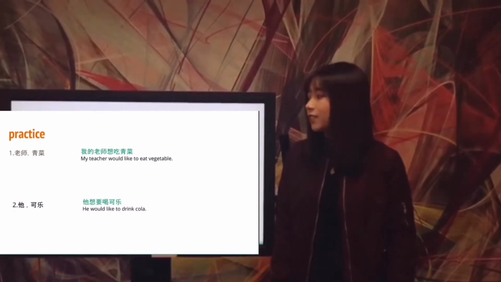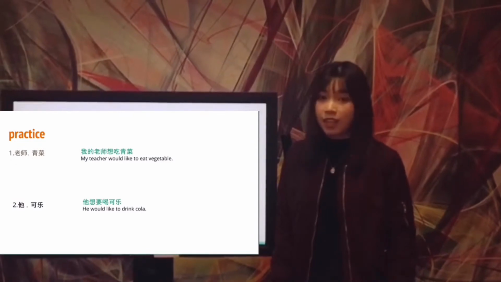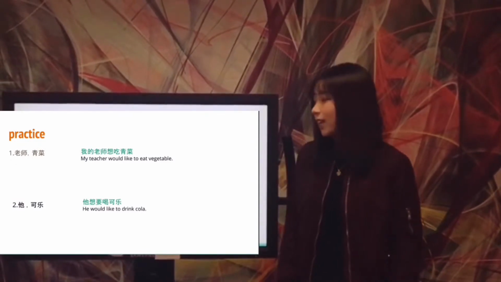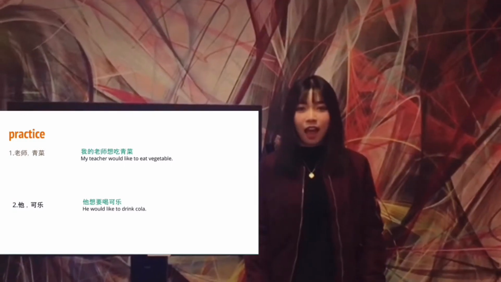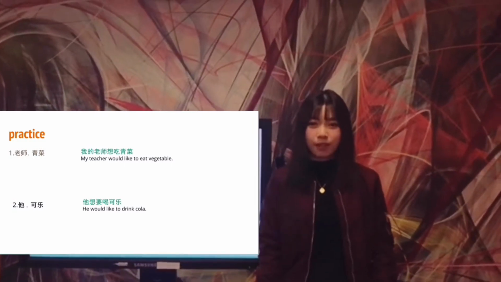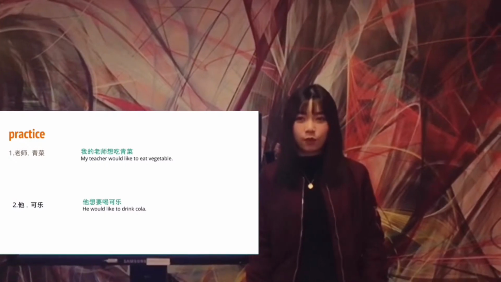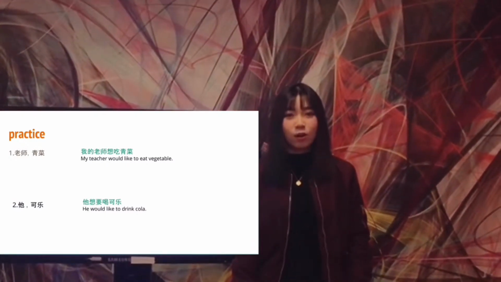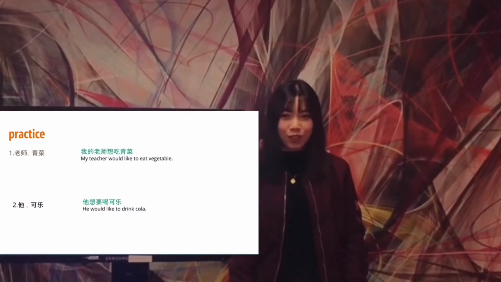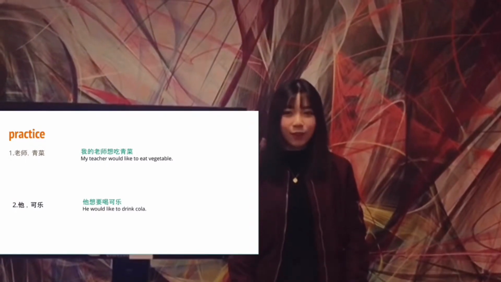The answer is 他想要喝可乐. He would like to drink cola. After this part, you can explain your preference for various food, and can list some common Chinese dishes. Also, you can order food and drink at a restaurant now.